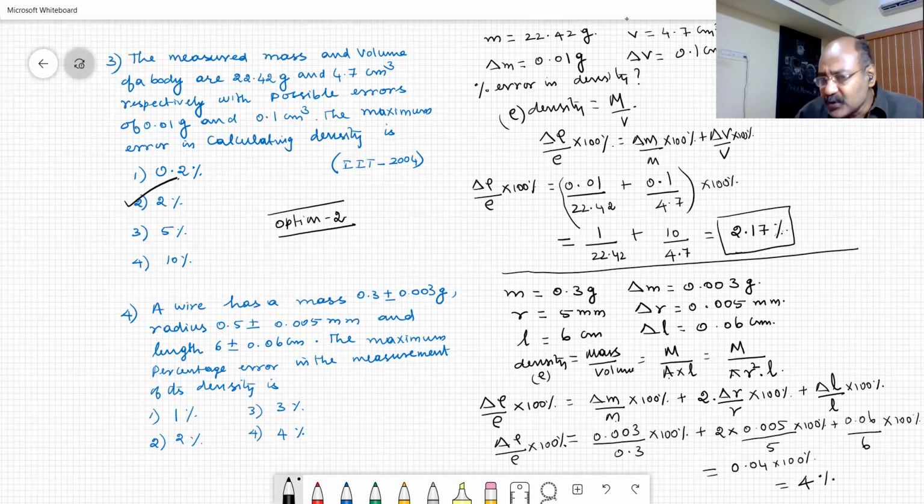Beyond this step, you do your simplification in your own way and try to get the answer. The answer is 4%. So the option available is taken to be what? The correct option is the fourth option. Hope you should have understood this. So the simplification you have to do by yourself.